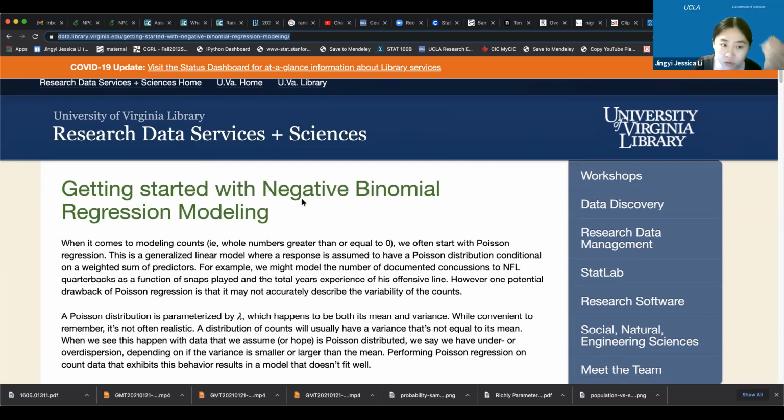For negative binomial regression, if you are interested in knowing the details, this is something my other class right now is covering. It's part of what we call the generalized linear model. In the generalized linear model, you need two components. One is what we call the random structure. It means how the counts in your response are distributed. In negative binomial regression, we assume the count follows a negative binomial distribution.